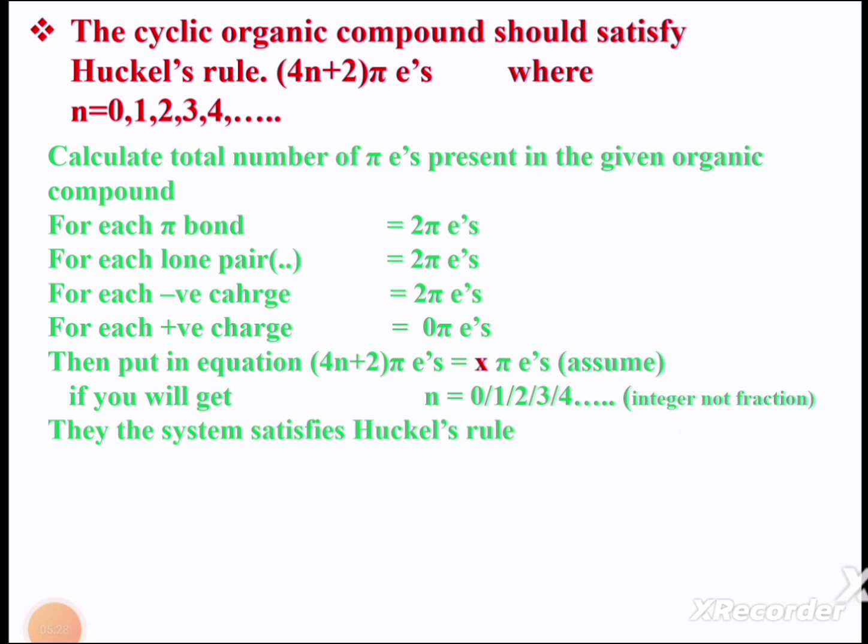So just remember, for a negative charge it is 2 pi electrons, for a positive charge 0 pi electrons, for a lone pair 2 pi electrons. In this way we will calculate the number of pi electrons and find the value of n. If the value of n is negative or a fraction, then that will not satisfy Huckel's rule.